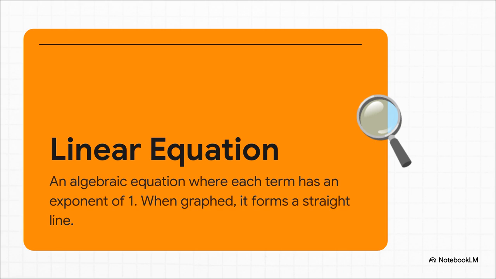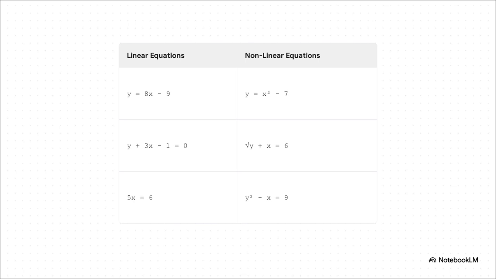The big rule is that the variables, your x or y, don't have any tricky exponents. No squares, no square roots, just the variable itself. Nice and simple. And the difference becomes so obvious when you see them side by side like this. Look on the left. The linear equations just have plain old x and y. But then on the right, you start seeing things like exponents and square roots. Those are the dead giveaways that you're dealing with a nonlinear equation, which will give you curves and all sorts of other shapes, but never a straight line.